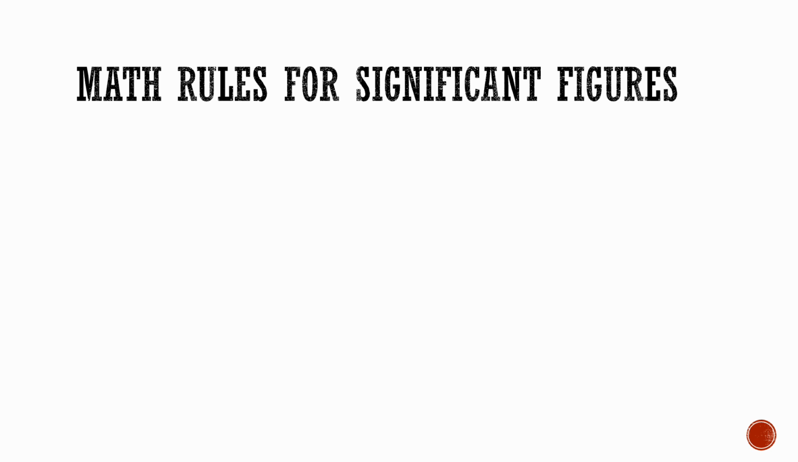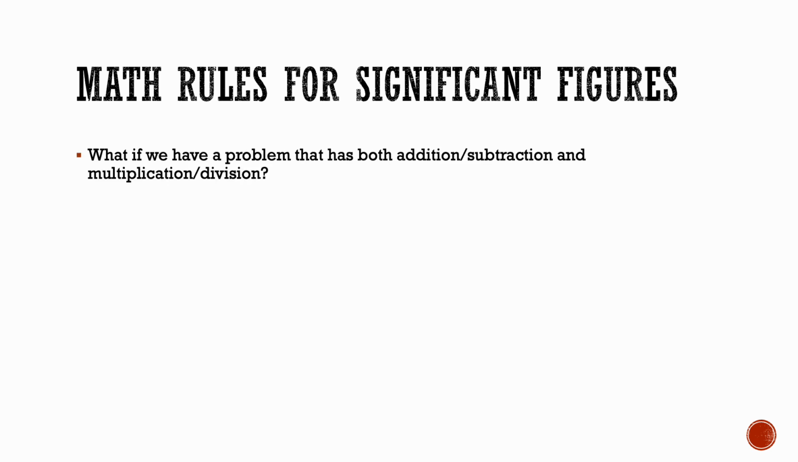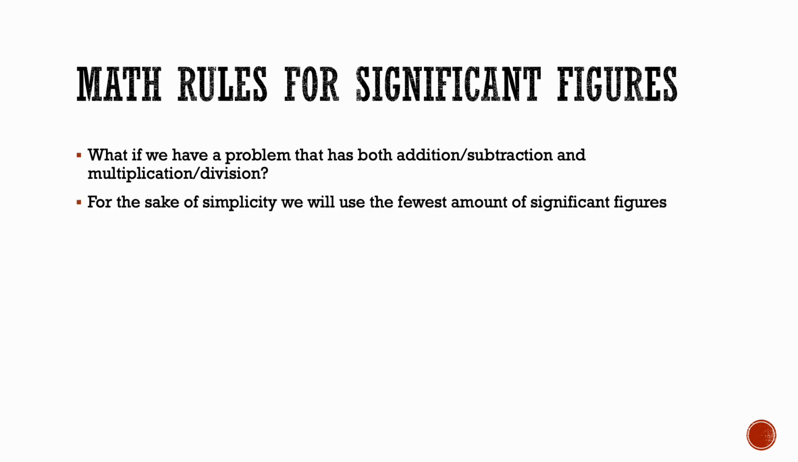Now what happens if we have a question that has both addition/subtraction and multiplication/division? On one hand, we could utilize both those rules, but for the sake of simplicity, we will just follow the rules for multiplication and division, so fewest amount of sig figs. Now before we look at scientific notation, we'll look at some steps for problem solving, because you'll find that many of the questions in this course are word problems, so they take a bit of decoding to help solve them.